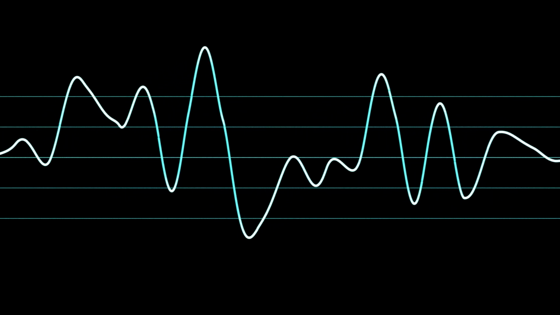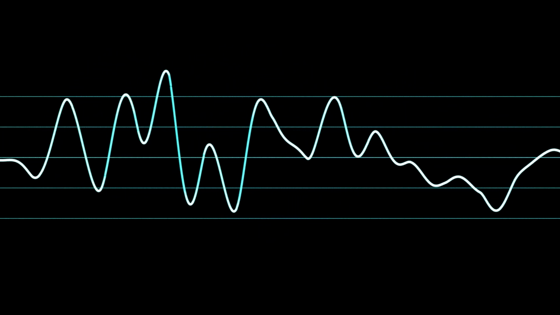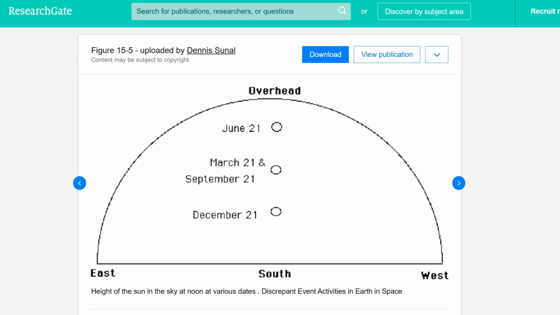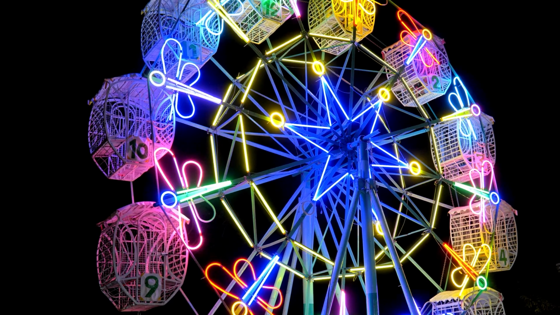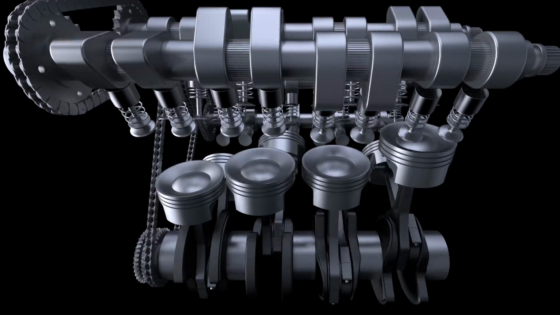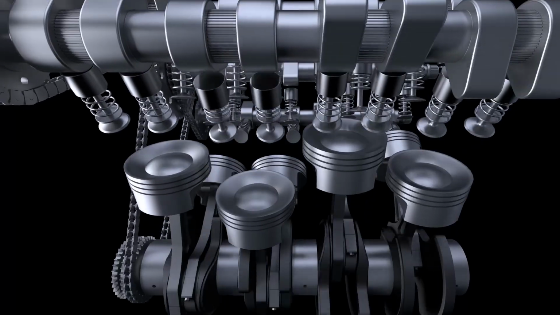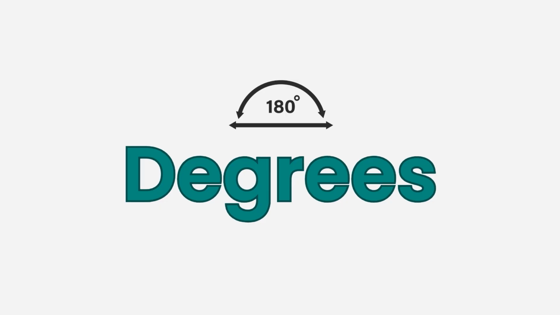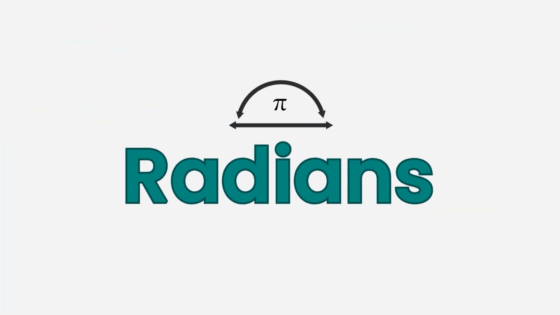Many real-world phenomena can be modeled by sine and cosine functions. Think anything that happens in a cycle, like the maximum height of the sun in the sky throughout the year, or the motion of your seat as you go around the Ferris wheel. Not to mention things that go up and down periodically, like a piston in an engine, or waves of any kind, such as sound waves, light waves, water waves. To model these patterns mathematically, we need to measure angles with not degrees, but a new unit called radians.